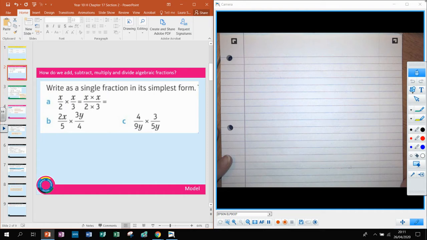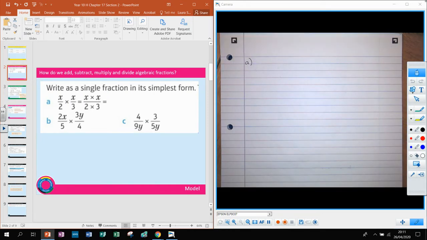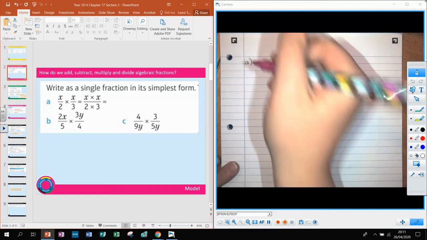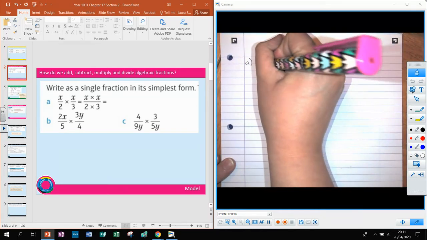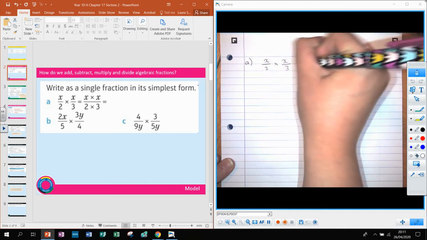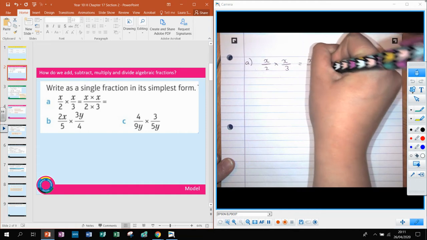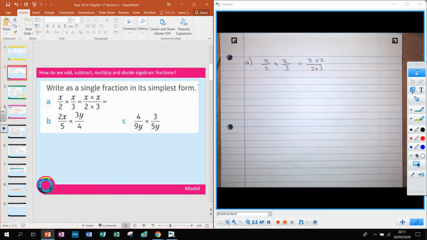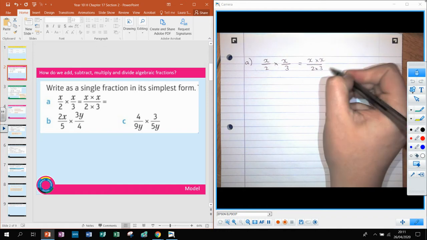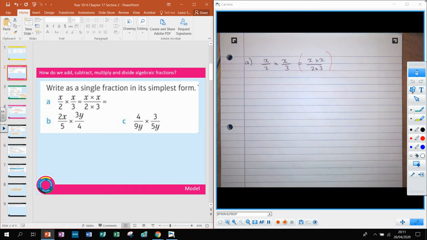In this example, it says to write things as a single fraction in the simplest form. Now, part A, they've started out for you. They've got x over 2 times x over 3 is equal to x times x over 2 times 3. That is true. You don't need to write this step. I'm going to put a bracket around it, if you don't want to.